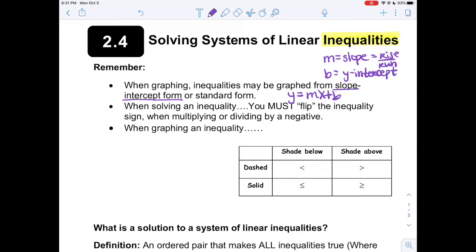Another thing to remember is that when you're solving an inequality, if you multiply or divide by a negative, you have to flip the inequality sign. And then finally, when we graph an inequality, we need to pay attention to whether we use a dashed or a solid line. If we have a less than or a greater than symbol, we're going to have a dashed line on our graph. And if we have a less than or equal to, greater than or equal to, we will use a solid line to indicate that.